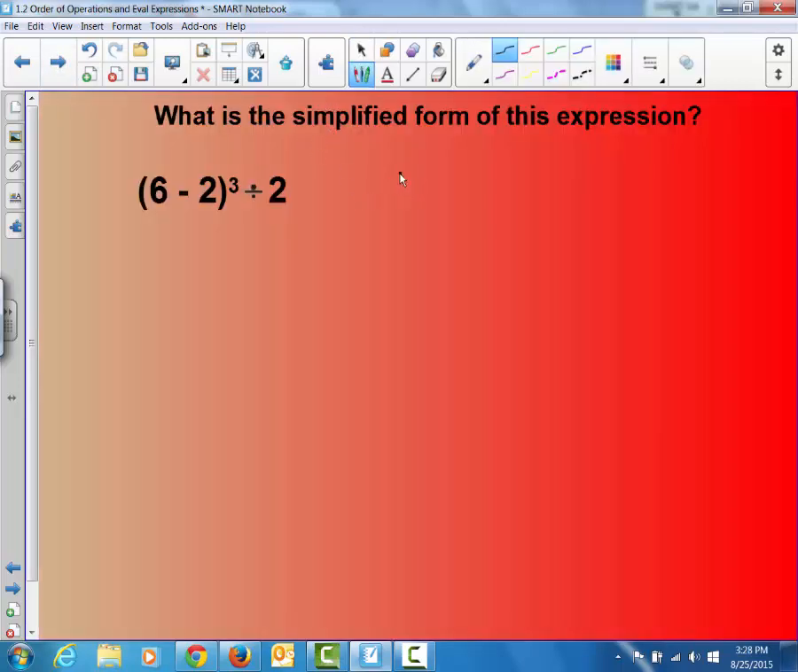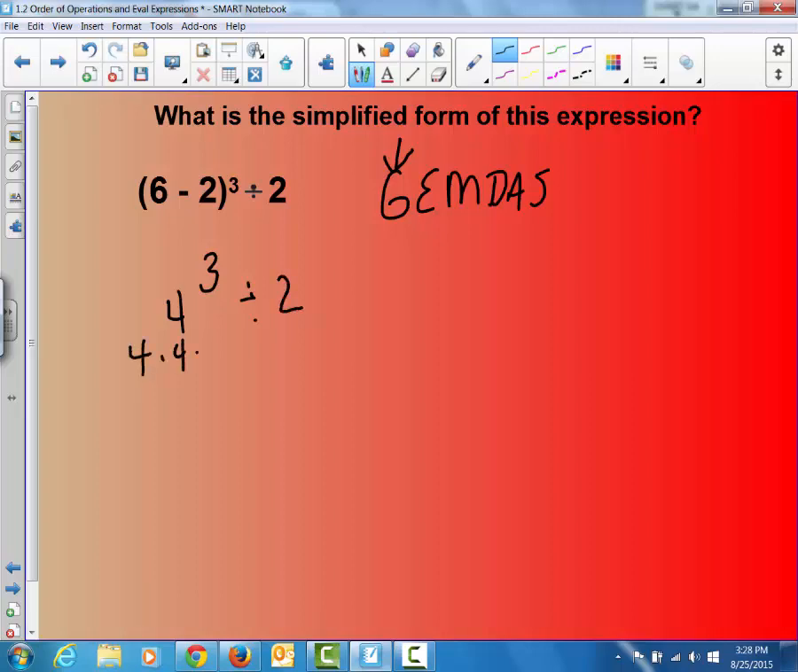First thing we want to do is go ahead and write down GEMDAS. Okay, now first thing we will look for is grouping symbols, and so we come over here and we've got 6 minus 2 inside of parentheses, so we're going to take care of the grouping symbol first. So we write down 4 to the third power divided by 2. That gives us 4 times 4 times 4, and then divided by 2. 4 times 4 is 16, times 4 is 64, divided by 2. And then 64 divided by 2 is 32.